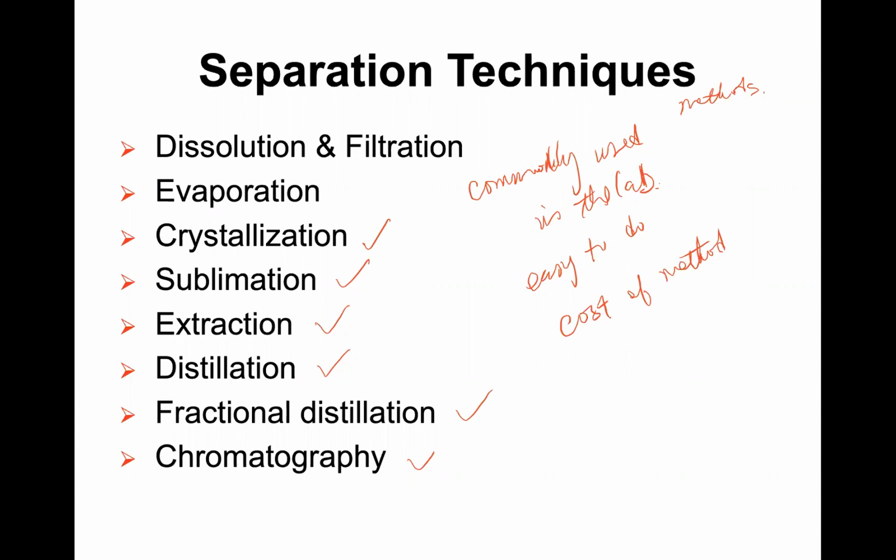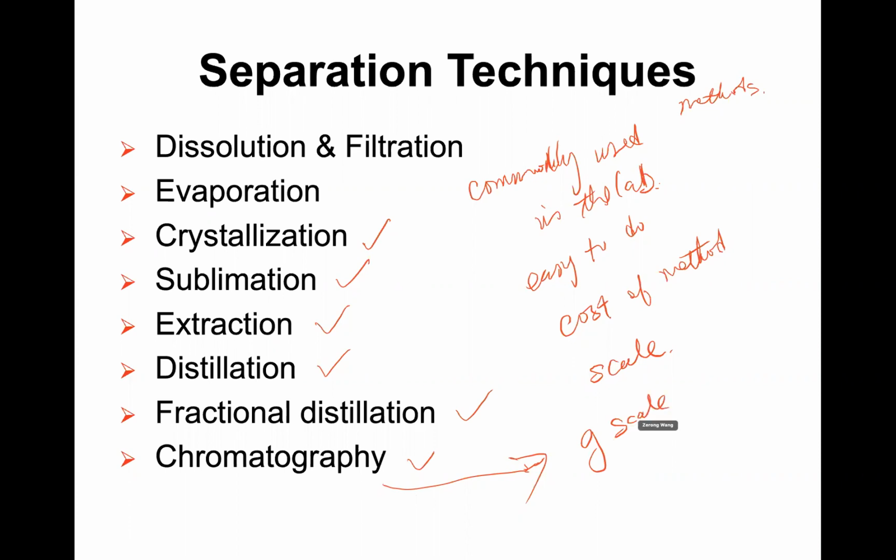For example, scale. Some methods are very easy and very efficient at separating the components, but cannot be scaled up, for example chromatography. Chromatography, we normally use in the laboratory. We use it to separate something which we cannot separate with other methods, but it is limited to very small scales, about 1 gram, only gram scales.